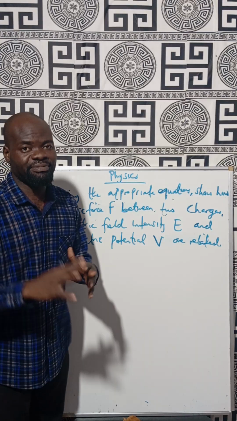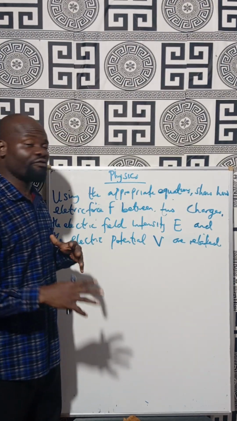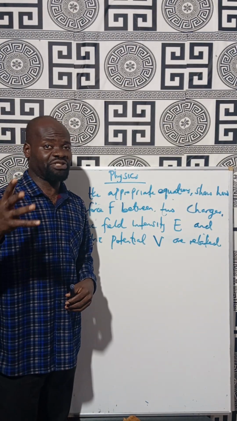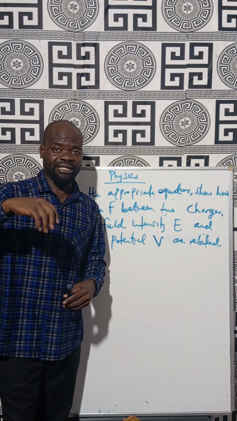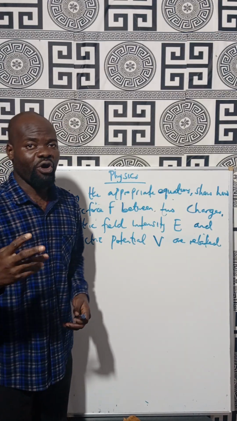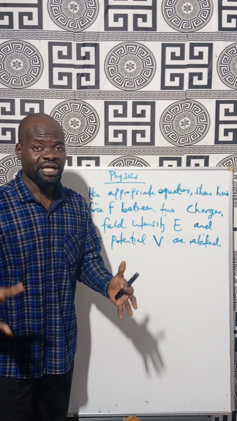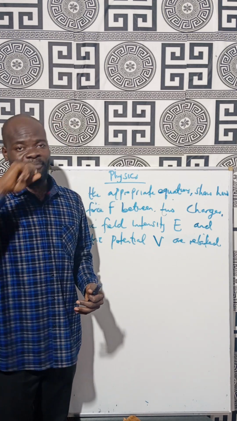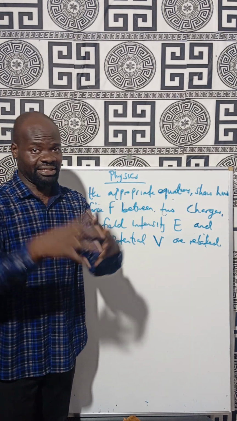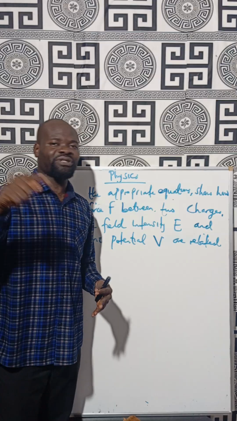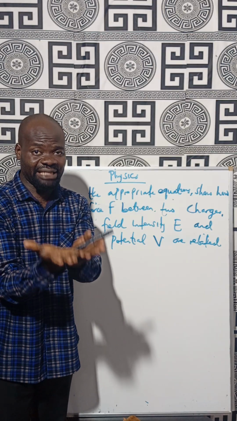Now, first and foremost, let me explain one or two things there for you. Don't forget Coulomb's Law of Charges. Coulomb's Law states that the force of attraction or repulsion between two charges is directly proportional to the product of the two charges and inversely proportional to the square of the distance apart.